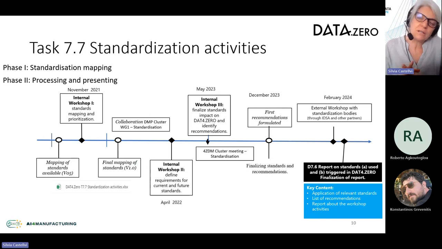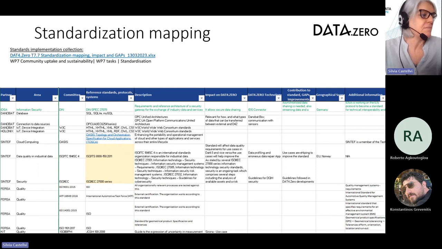And another important task regarding standardization is the collaboration with clusters that are addressing standardization in the same field, in the same topic, in order to join efforts. And now we will finalize the project with a workshop with standardization bodies, with external experts, and we will report all these activities in a deliverable that will be publicly available. Let me show you very briefly.